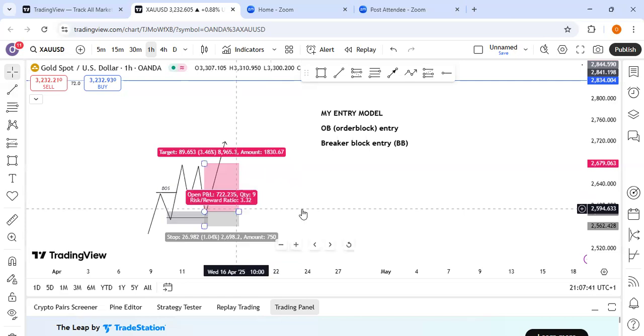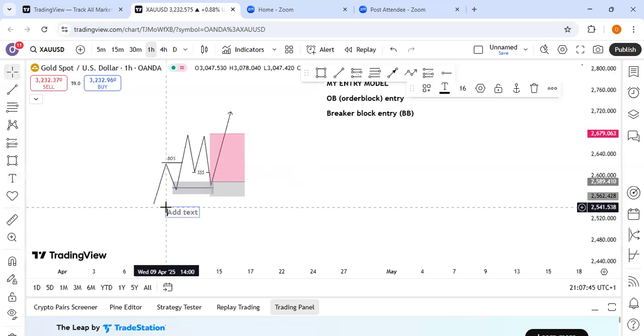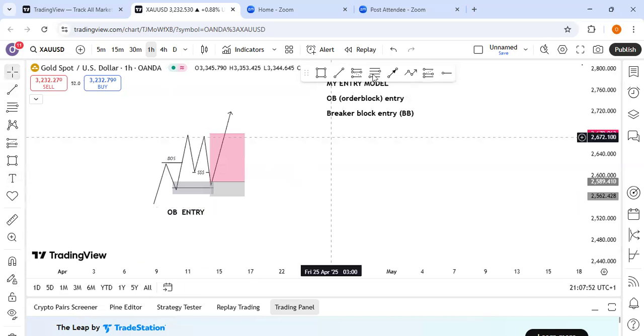So this is the order block entry. Let's name it order block entry. Let me put OB. You all know that block as OB now, right? OB entry. So the second one is breaker block.